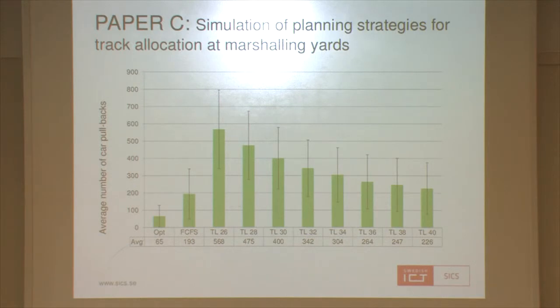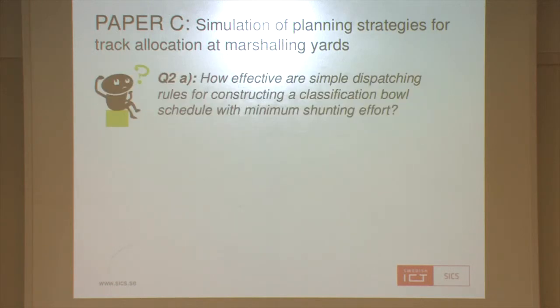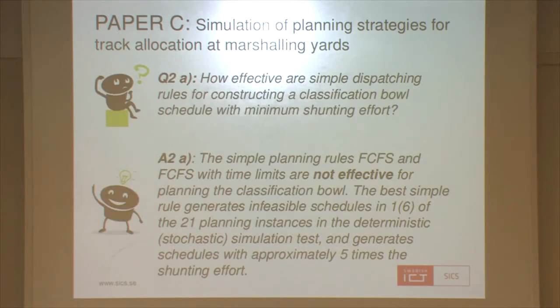Then we look at the average number of car pullbacks, where obviously if we always send cars to the mixing track because of a tight time limit, we're going to have a lot of cars on the mixing tracks, and that goes down. It might be worth noticing that this time limit of 32, which was the best one when it came to feasibility, still uses about 5 times as much shunting effort as the optimal solution. So when it comes to the question of how effective the simple dispatching rules are, we'd say that they are not very effective. They generate infeasible schedules quite a lot and use a lot more shunting effort.